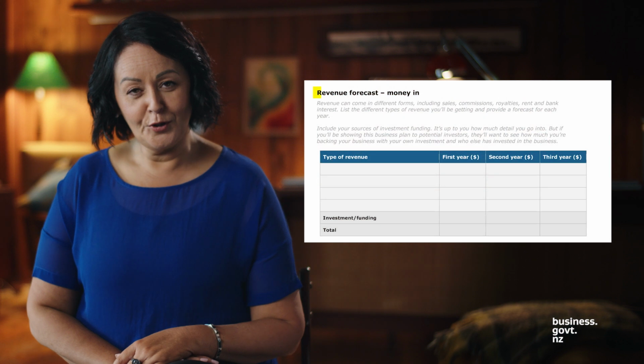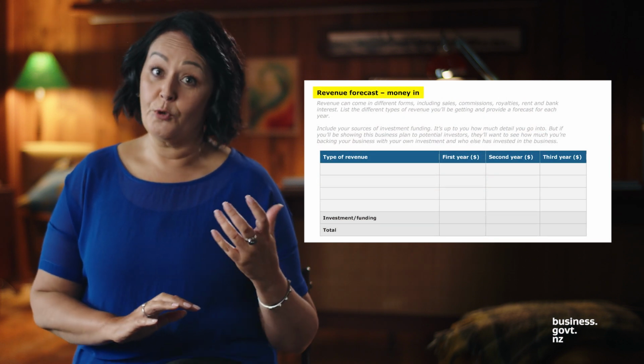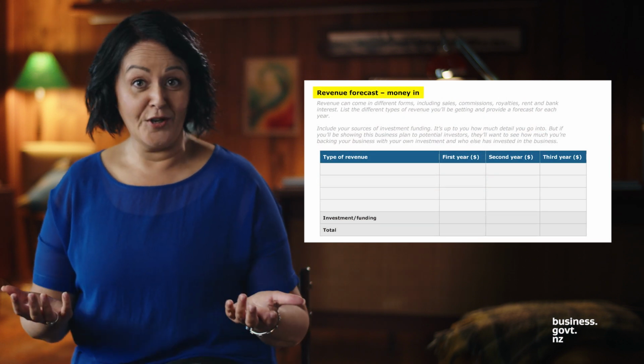Think about revenue too. Money you get for your product or service will be revenue, but you may have other types of revenue like bank interest. If you get funding like grants or investments, include that too. You'll need to know your costs and revenue before you can forecast how well your business will do.